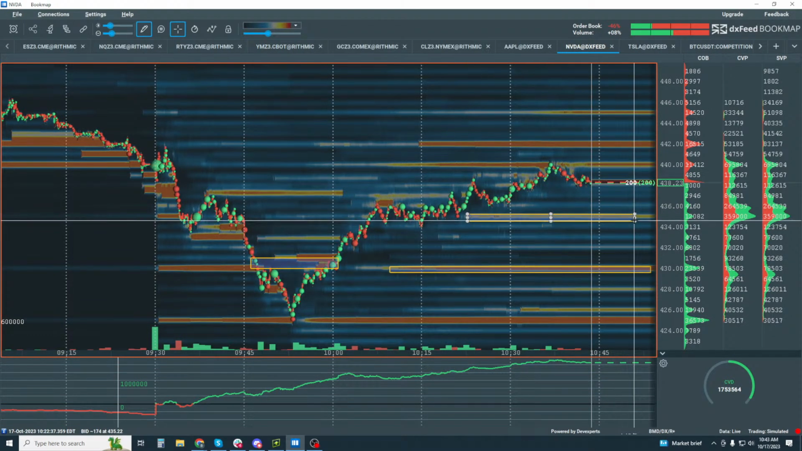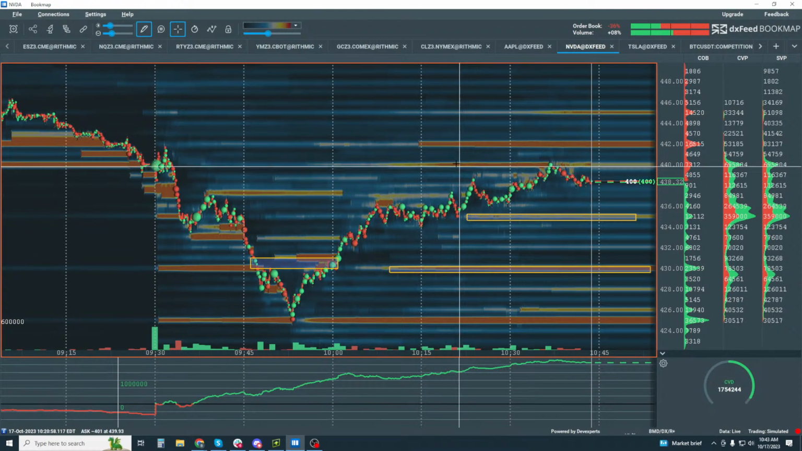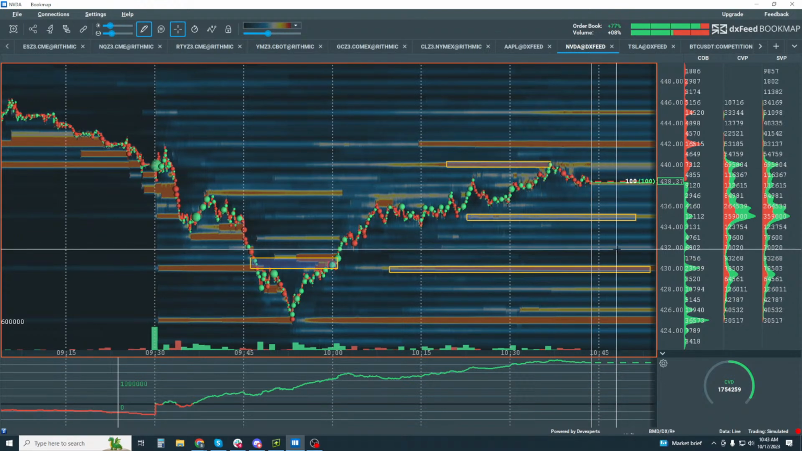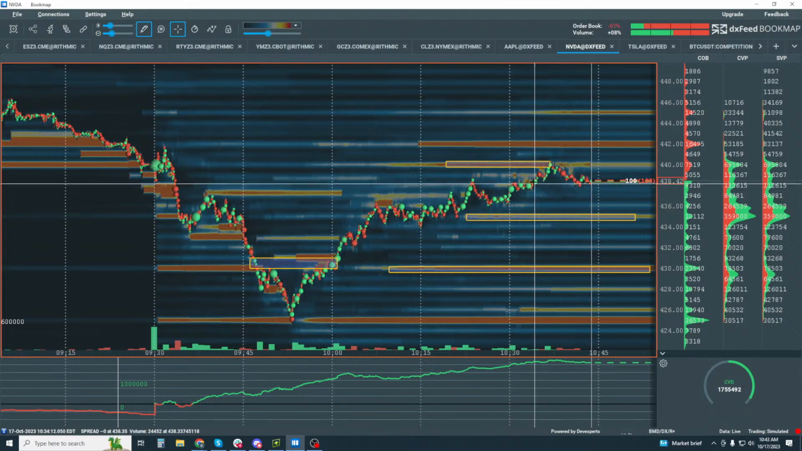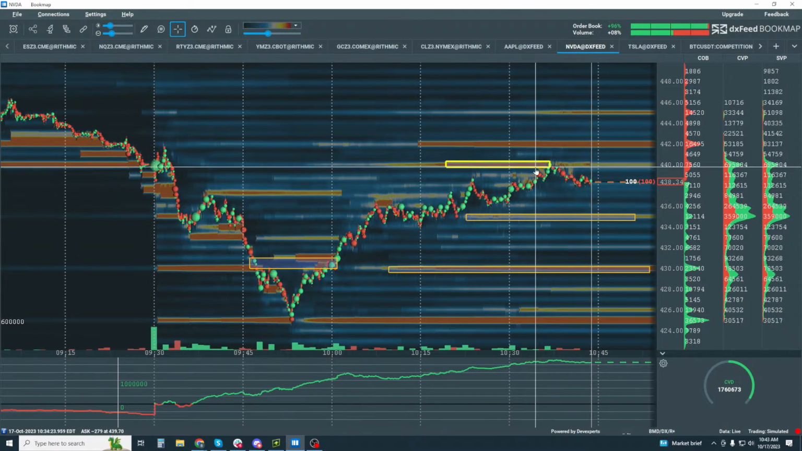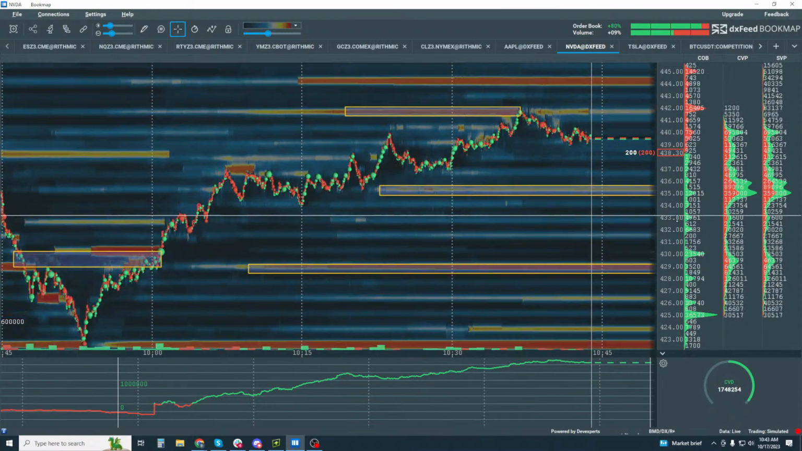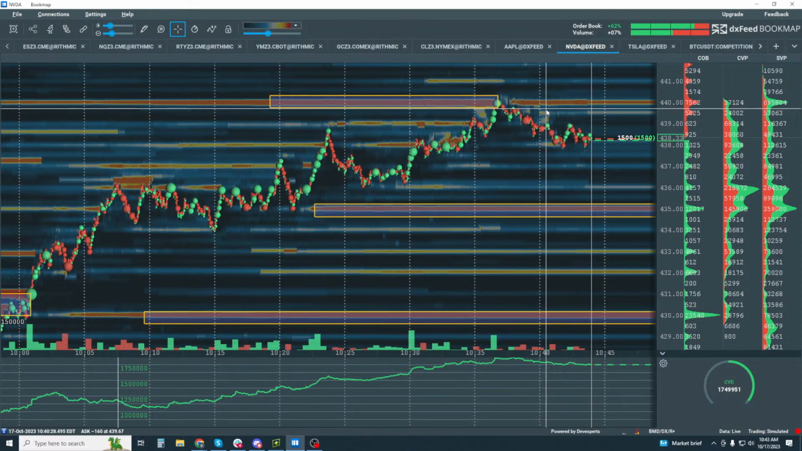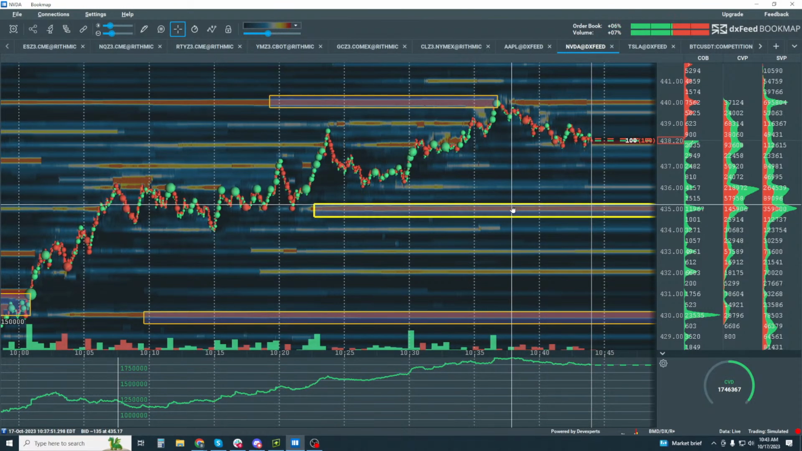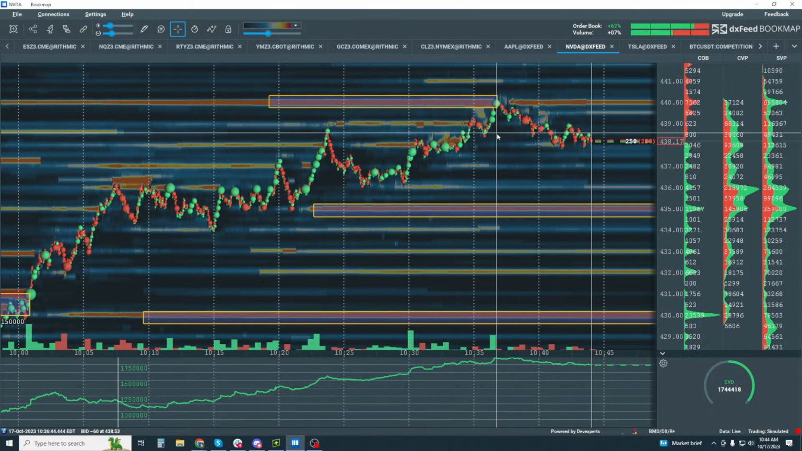Okay, also here. So now we have been going back and forth within this consolidated area between areas of high liquidity on the bid and on the offer. Okay, this is how stocks can actually be a little bit simpler to look at and understand. Just really, really high areas of liquidity in here.